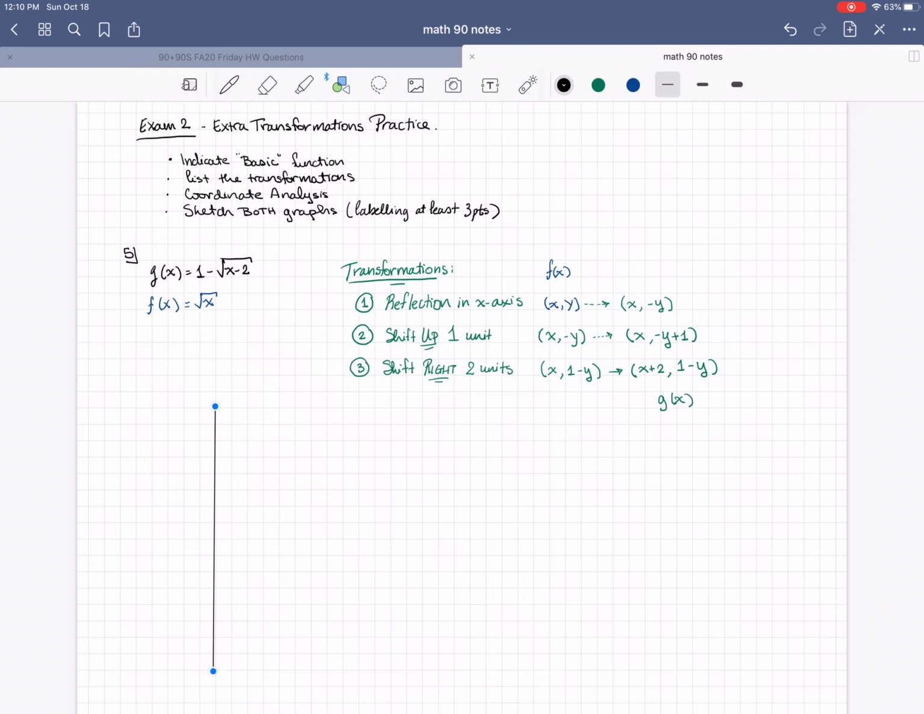Oops. Okay, good enough. Sometimes you have to just decide you're not going to fight it. So here is our x-axis. Here is our y-axis.